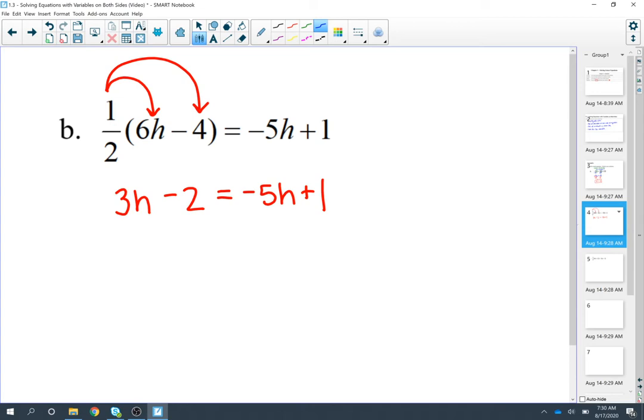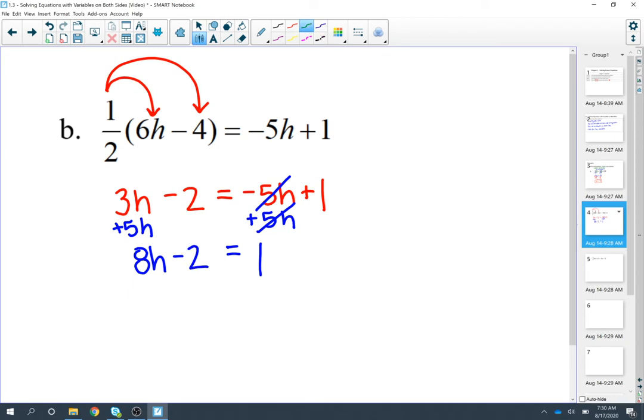So I'm going to choose to bring my variables over to the left. Opposite of negative 5h is positive 5h, and I'm going to bring them both over to the left. I'm going to put my equal sign. This guy's going to cancel, which is just going to leave me with my 1. Over here, I'm going to have 5h plus 3h, which is 8h, and I still have my minus 2.